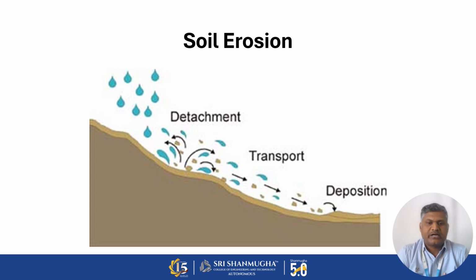In this transportation stage, the particles will be moving or transmitted over a low distance in the upward direction of the slope, whereas the soil particles will be moved downward over a longer distance due to the slope gradient.